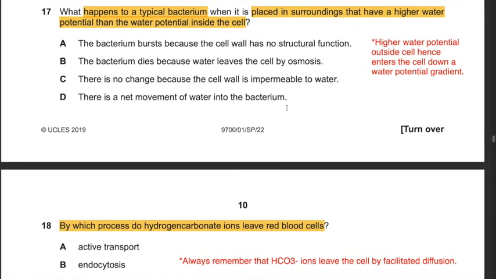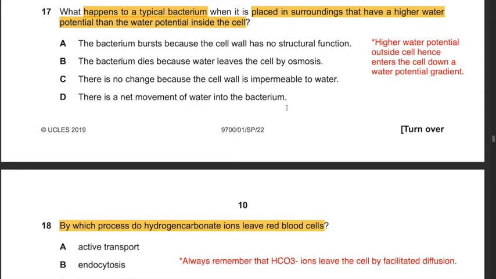Question 17. What happens to a typical bacterium when it is placed in surroundings that have a higher water potential than the water potential inside the cell? Higher water potential outside the cell means that the water will enter the cell down a water potential gradient, because the higher the water potential in the surroundings, the more water molecules present that will enter down a water potential gradient from higher water potential to lower water potential. And if the surroundings have higher water potential, that means the water potential inside the cell will be lower. Therefore, there will be a water potential gradient set up, and water will enter the cell from outside to inside. And once water enters the cell, what happens?